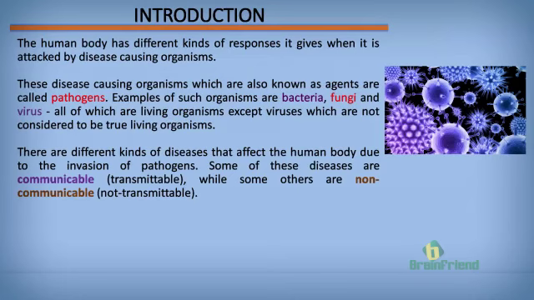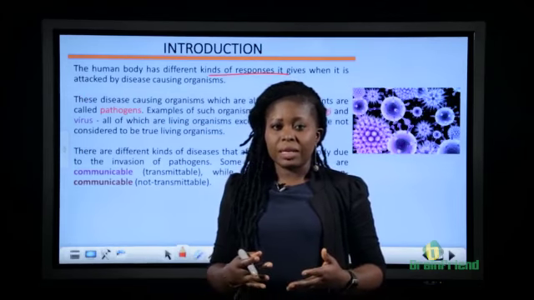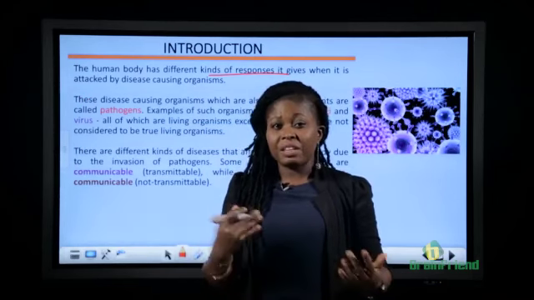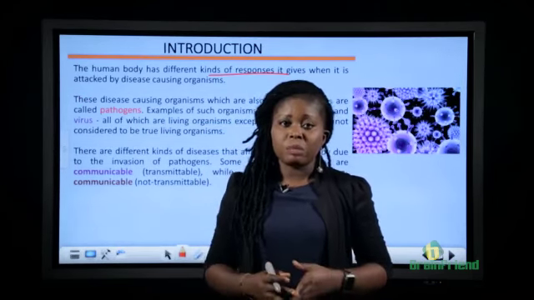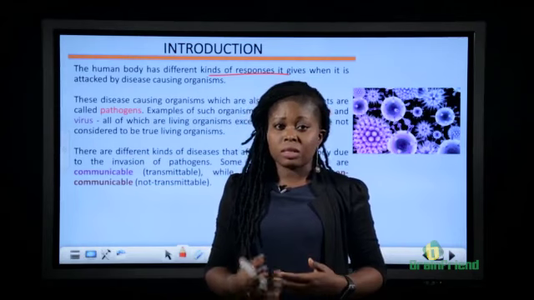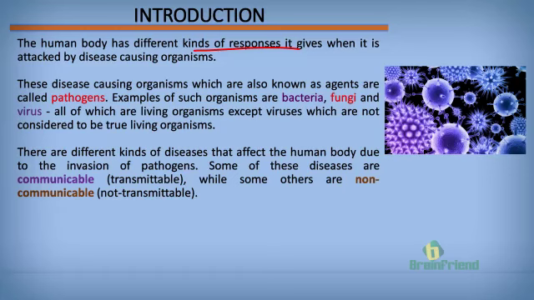So, a brief introduction of this lesson. The human body, your body, my body, has different kinds of responses it gives when it is attacked by disease-carrying organisms. When we fall sick, it simply means that some foreign bodies that are harmful to our body have come in or have invaded the body. And when this happens, the body gives out different kinds of responses depending on the kind of disease-causing organism that invaded the body. Now, these disease-causing organisms are known as agents of what? Diseases, and they are called pathogens.